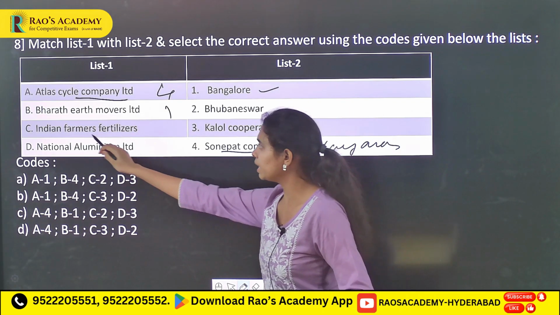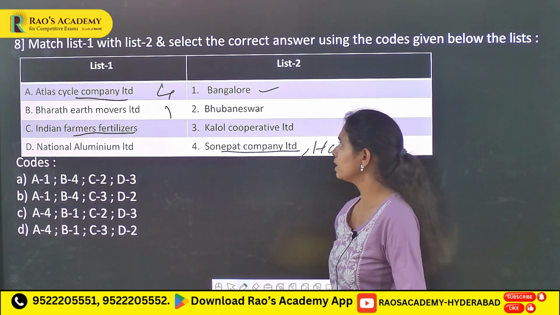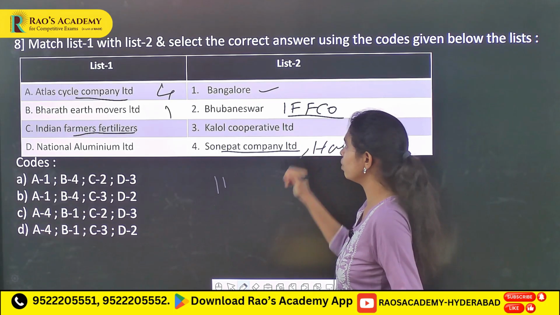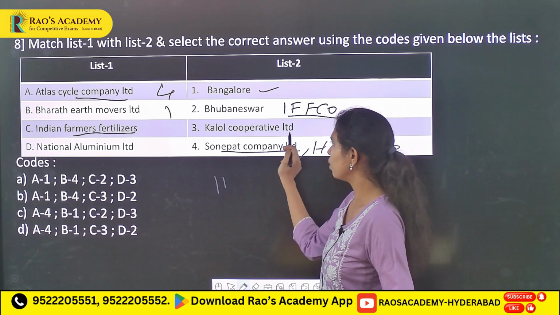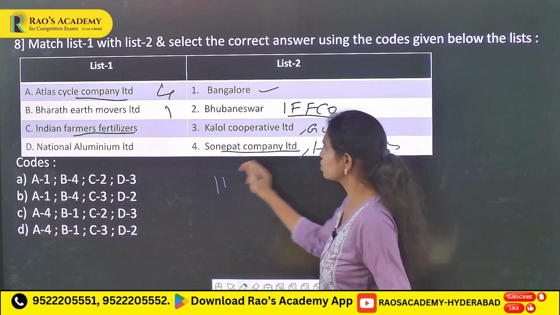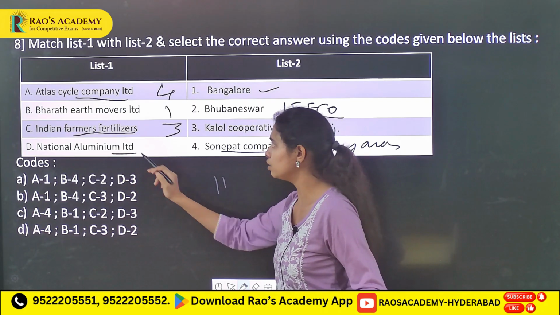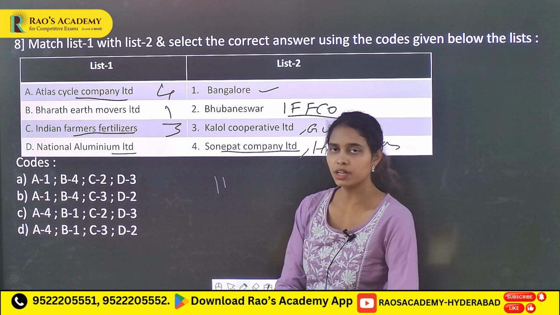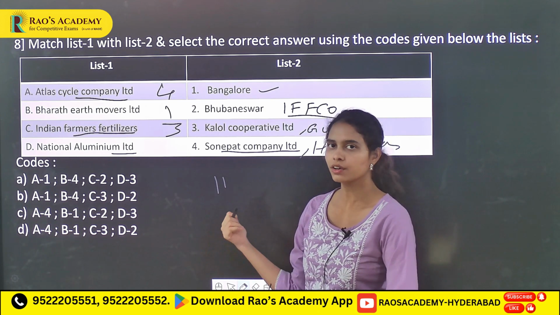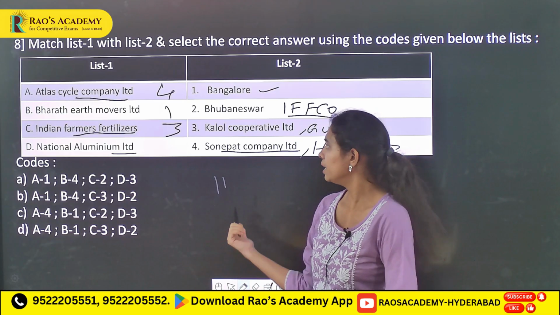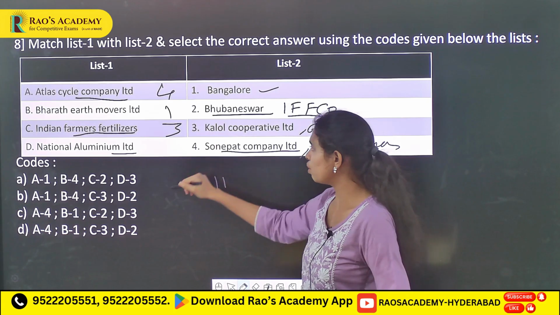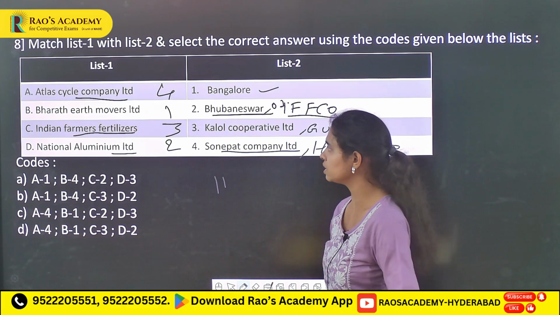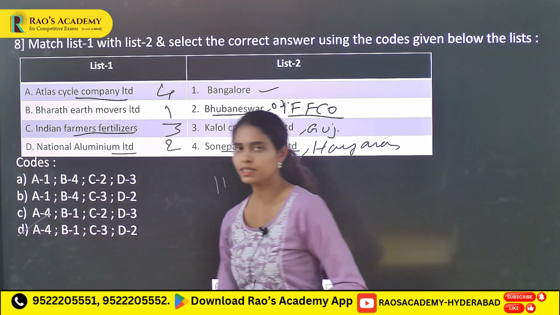Then followed by Indian Farmers Fertilizers. So here there is a particular cooperative that is called IFFCO, which has been observed in Kalol Cooperative Limited, that means in Gujarat. So here it is 3, then followed by National Aluminium Limited. Even though you do not know where this is actually located, especially the last one, most of the minerals were observed in the Odisha, Jharkhand area, which is a plateau based area. So on that basis you can match it with Bhubaneswar in Odisha. So here the correct code we got is 4132. So option D is the correct answer.